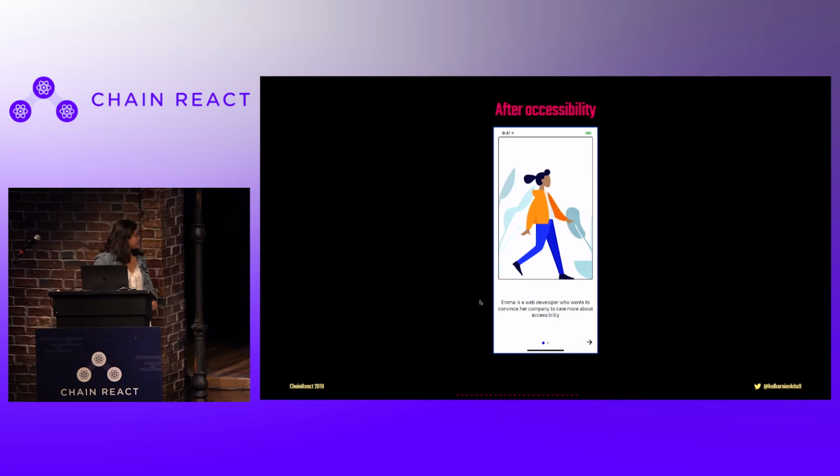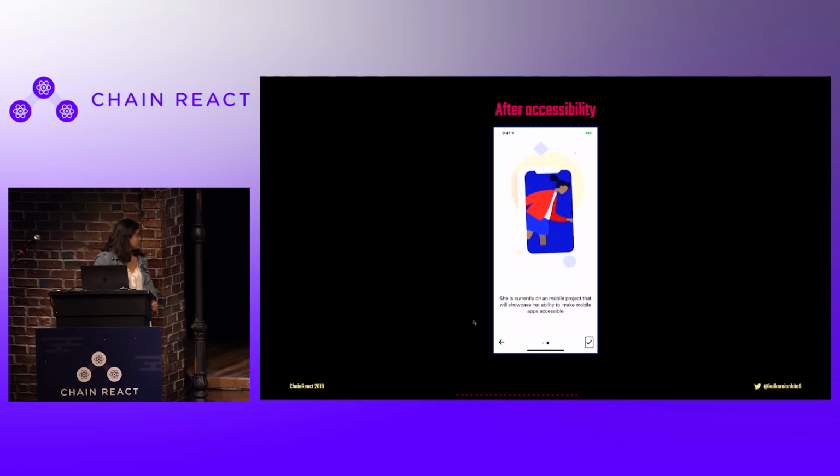Emma is walking through the scene. Image. Emma is a web developer who wants to convince her company to care more about accessibility. Next. Done. Emma is with her mobile app. Image. She is currently on a mobile project.